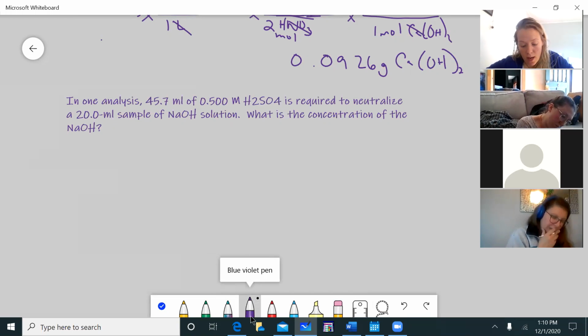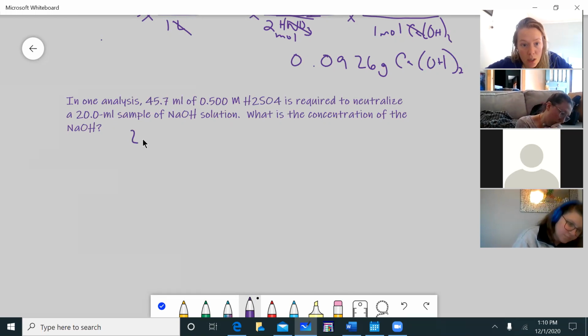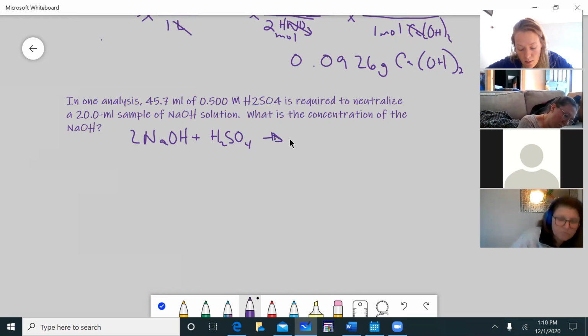So I'm going to have you try and work on this one on your own. Obviously, let me give you the balanced equation. 2 NaOH combine with 1 H2SO4 to produce, doesn't really matter, but 2 H2O and your salt, Na2SO4.